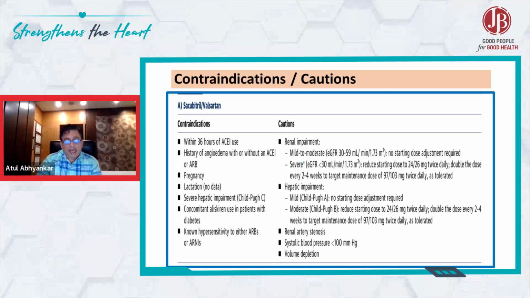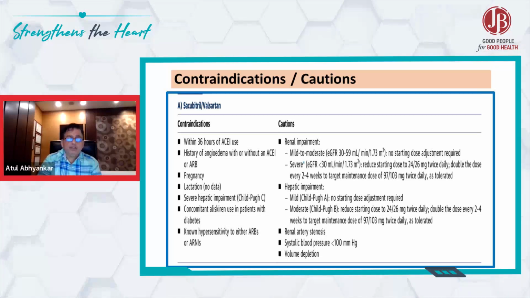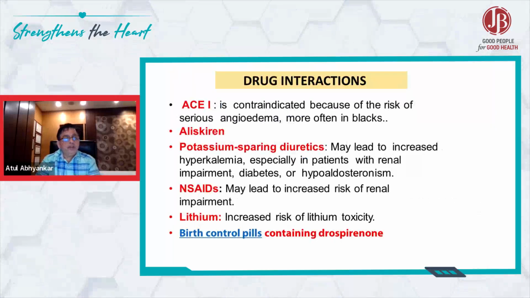Renal artery stenosis and systolic blood pressure of less than 100: these are the patients, along with volume-depleted patients, where you have to be cautious to avoid any incidence of symptomatic hypotension. What are the drug interactions?